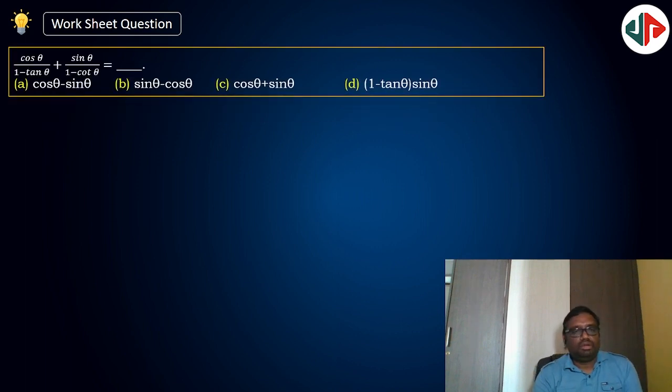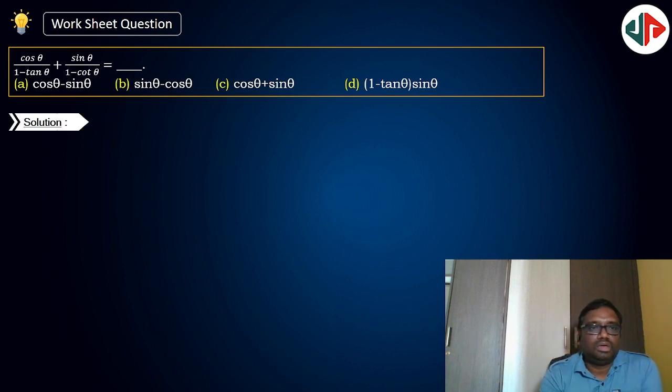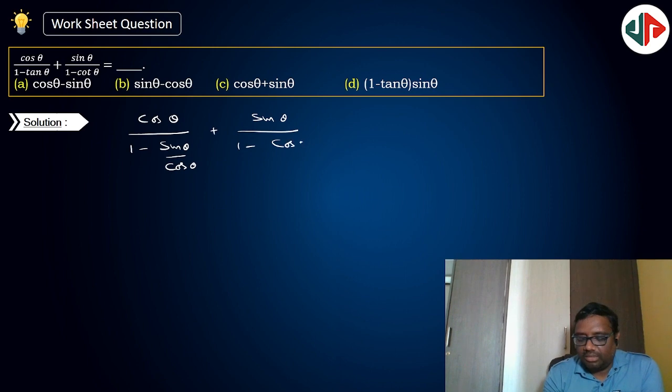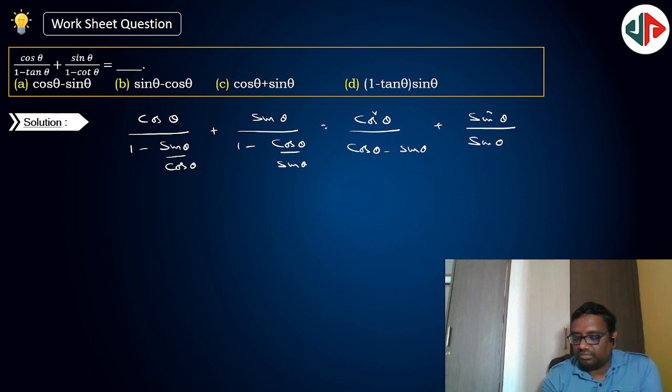Cos theta by (1 minus tan theta) plus sine theta by (1 minus cot theta) is equal to? So this value we can rewrite with tan theta as sine theta by cos theta, plus sine theta by (1 minus cos theta by sine theta). So it is nothing but cos square theta by (cos theta minus sin theta) plus sin square theta by (sin theta minus cos theta).